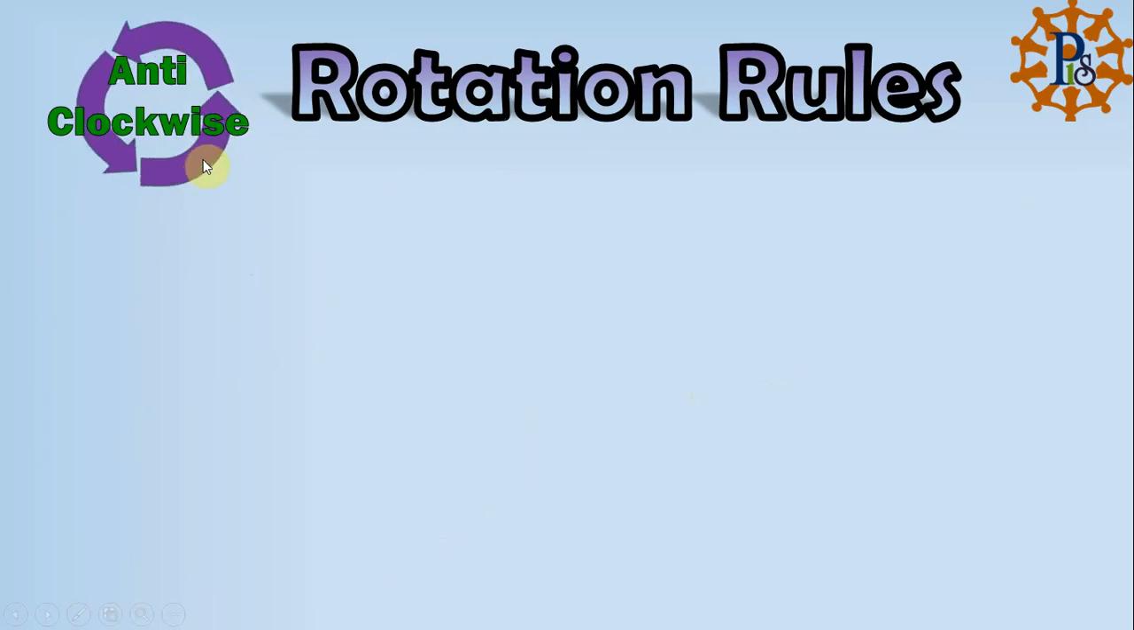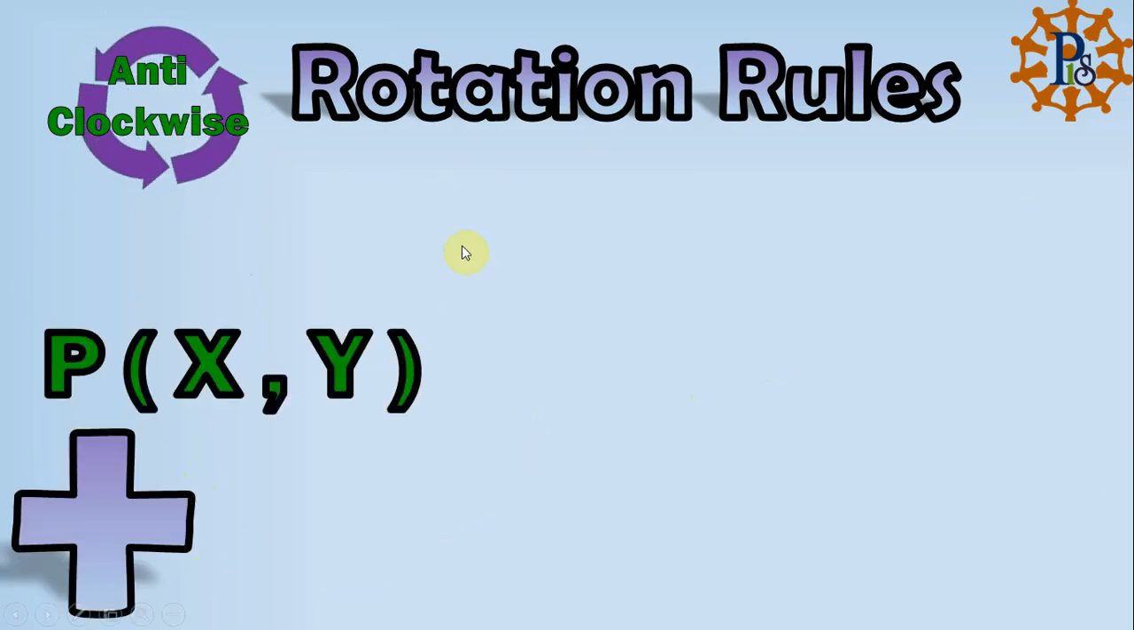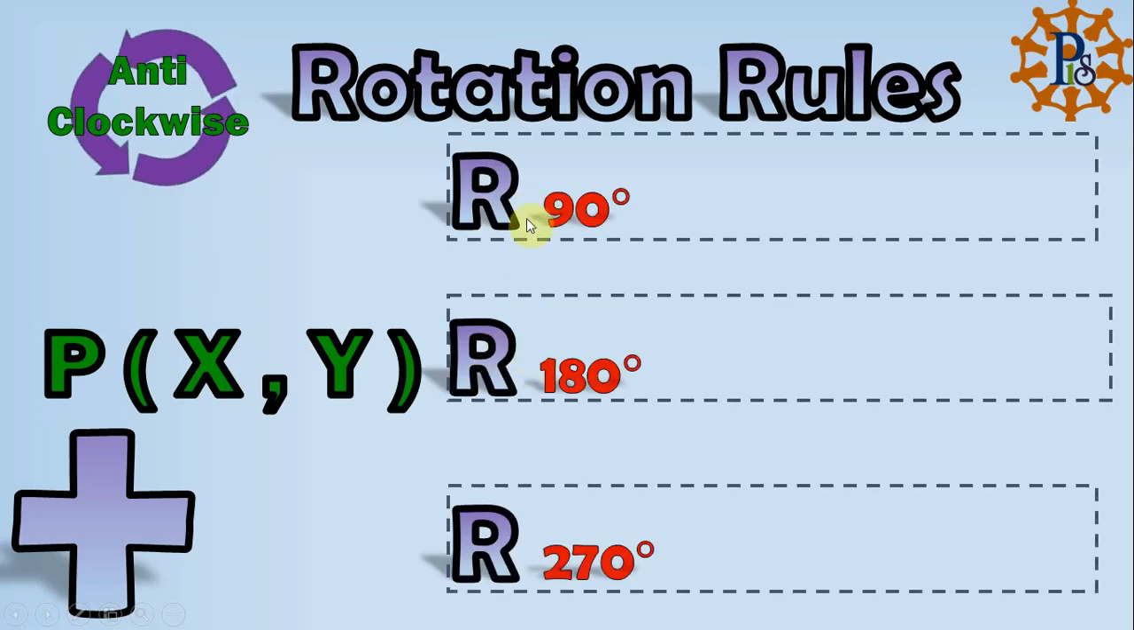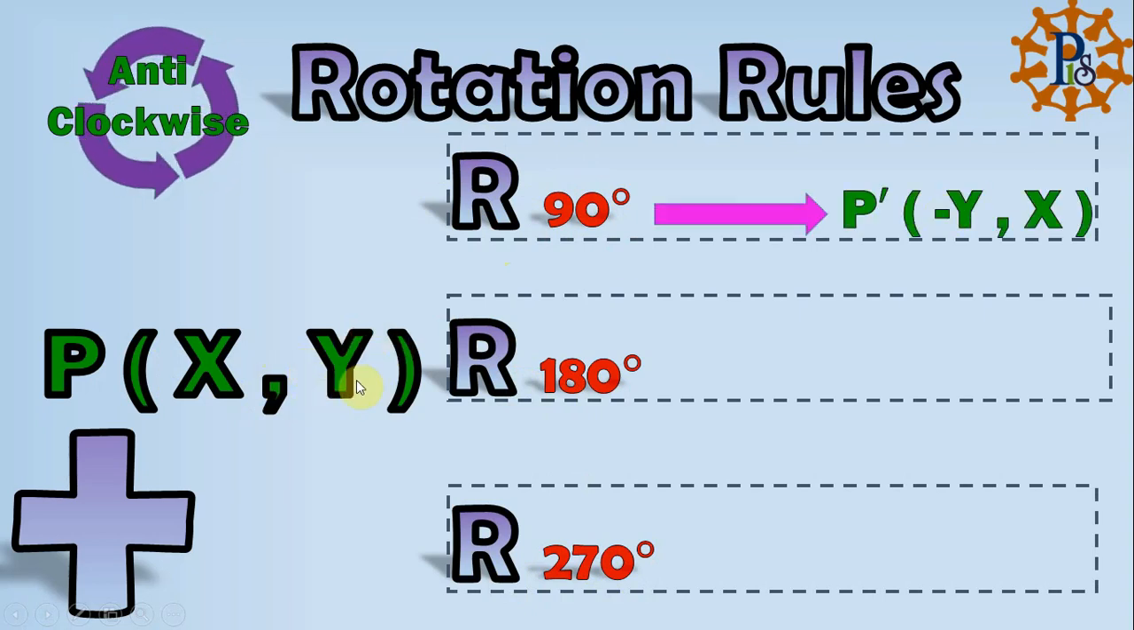When the rotation of the shape is anti-clockwise, the angle will always be positive. I have three angles you need to study: if the shape rotates 90 degrees, 180, or 270. If the shape rotates with angle 90, and I have a point like (x, y), I will change the sign of y and cross the places of the two numbers. So the point (x, y) will become (-y, x).